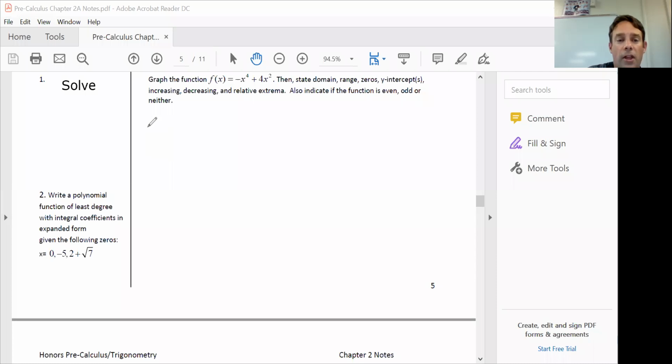So to begin with, I have -4x². So to state the domain, the range, the zeros, y-intercepts, increasing, decreasing, relative extrema. We're not going to do that.